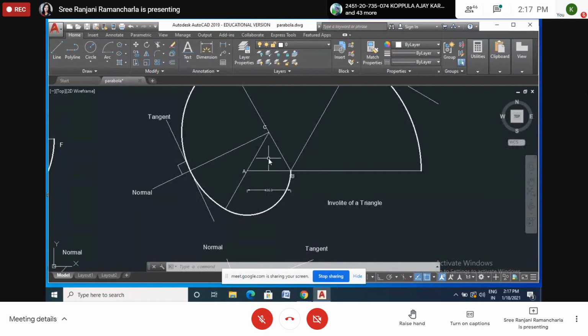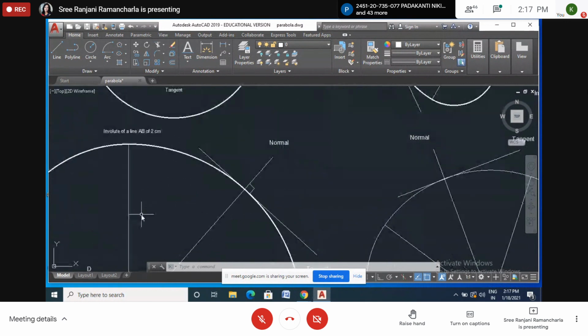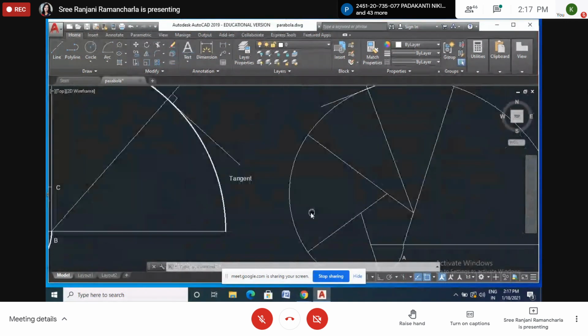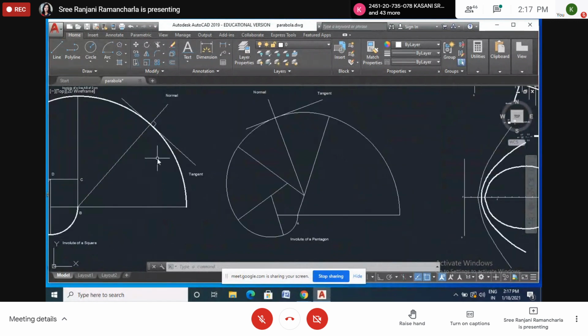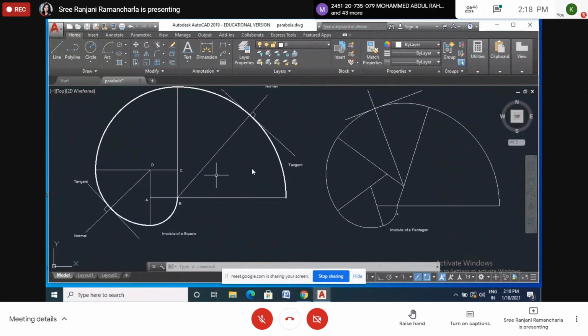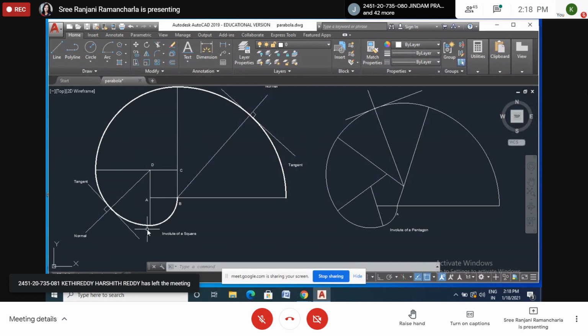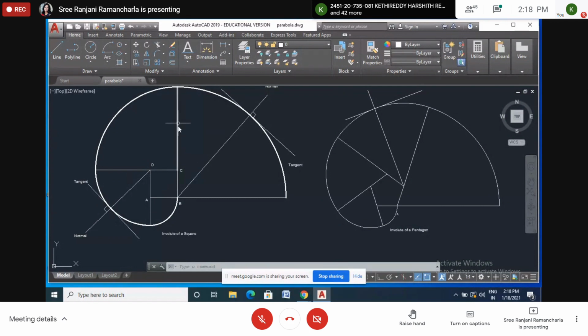Involute of a triangle, involute of a line, involute of a square, involute of all polygons. Now similarly in a square, here you have to extend one side, here twice the side, here thrice the side, here 4 times the side. Same, this is the center and this is the radius, draw the curve. Again, this is the radius, draw the curve. So this is the involute of a square.